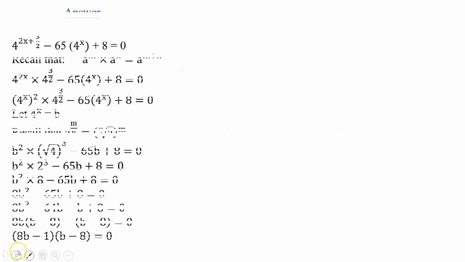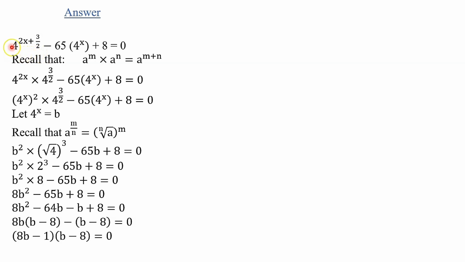Answer. The initial question is 4 to the power of 2x plus 3 all over 2 minus 65 into bracket 4 to the power of x plus 8 is equal to 0. First, recall from the laws of indices the product law, which says that a to the power of m times a to the power of n is equal to a to the power of m plus n. This implies that if the bases are the same, you pick one of the bases, then you sum the powers, that is, you add up the powers.